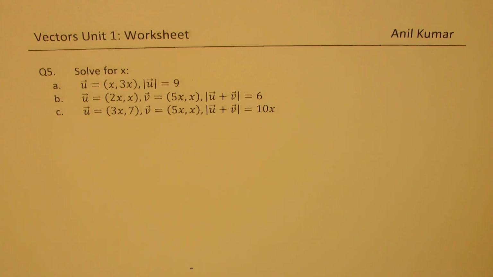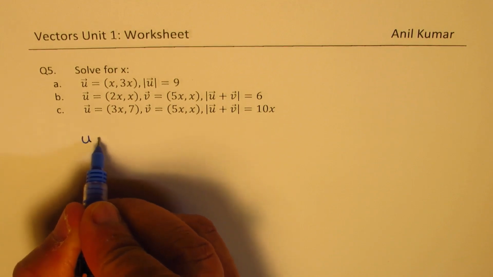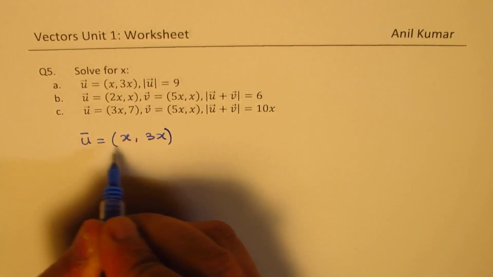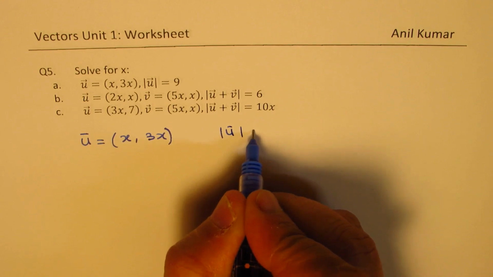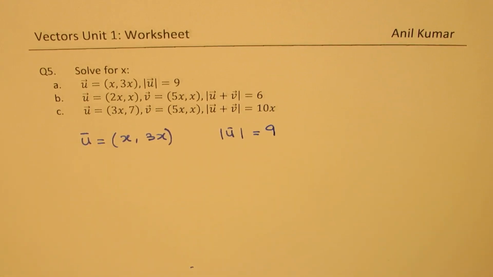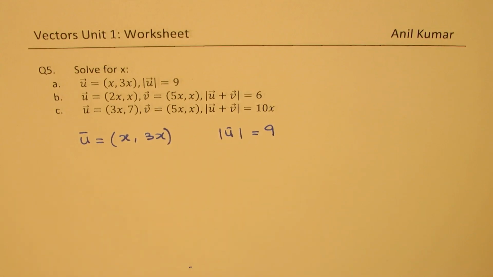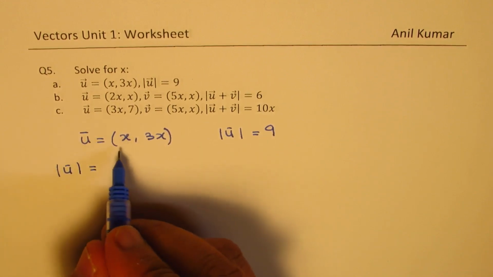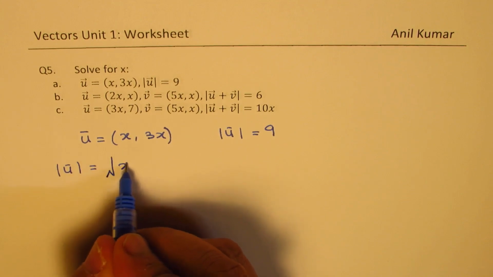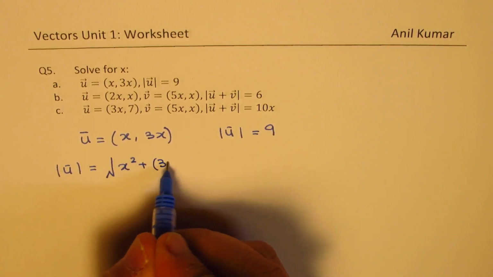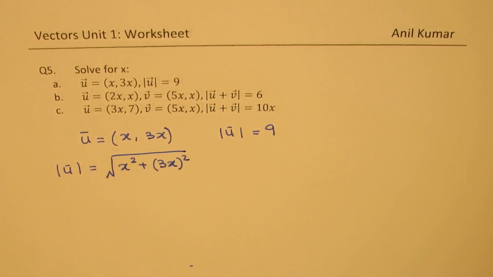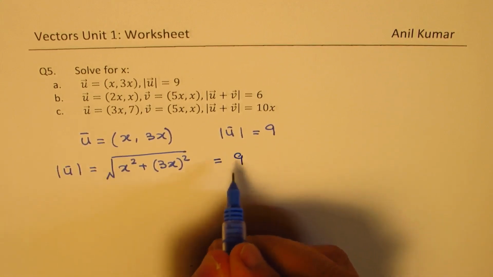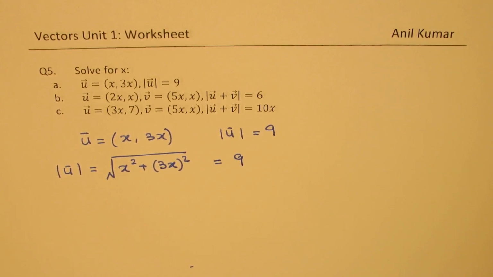So let's begin with the very first one. We are given the vector u is x comma 3x. And we are also given that the magnitude of vector u is 9. Now, if a vector is given and its magnitude is given, what is the magnitude of the vector? Well, the magnitude of vector u for this vector will be the square root of x squared plus 3x whole squared, right? So that is what the magnitude should be. Now this magnitude is given to us as 9. So we can equate this to 9. And now we have an equation in x which can be solved.